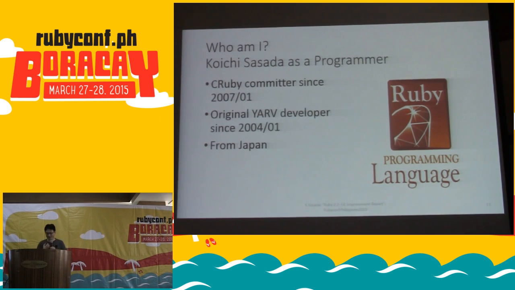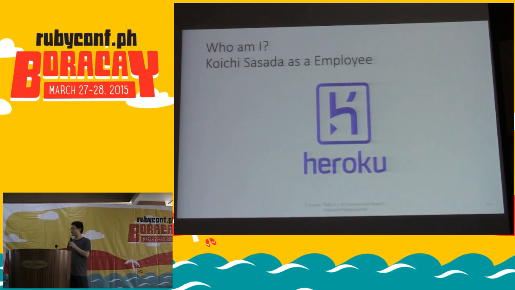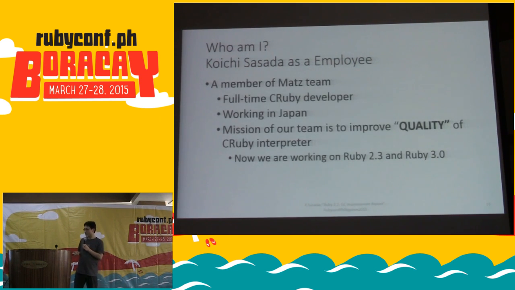So let me introduce myself. I am Koichi Sasada, a Ruby committer from 2007, and originally a virtual machine developer, the developer of the virtual machine named YARV, from 2004. I live in Japan, and today I came from Japan. I'm a member of Heroku. Heroku employs Matz, Yukihiro Matsumoto, the original author of Ruby, who is my boss, and our team tries to improve the quality of the Ruby interpreter.